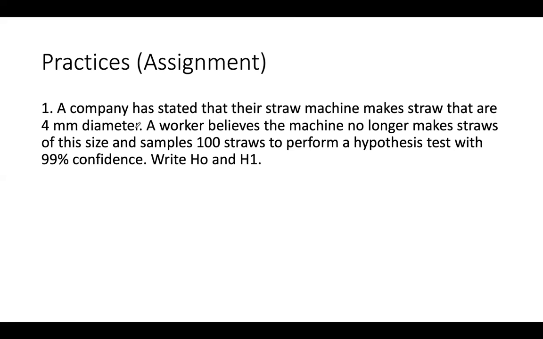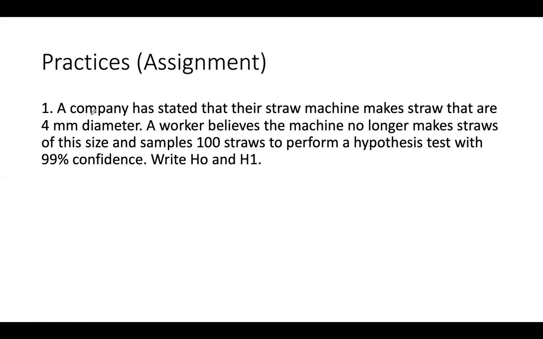Okay, right. So let's have a look at this one. The company has stated that the straw machine makes a straw that is 4 millimeters in diameter. A worker believes that the machine no longer makes straws of this size, and takes a sample of 100 straws to perform a hypothesis test with 99% confidence, and then write H null and also the alternative hypothesis.